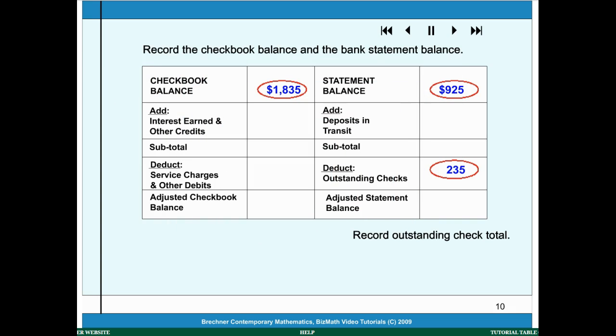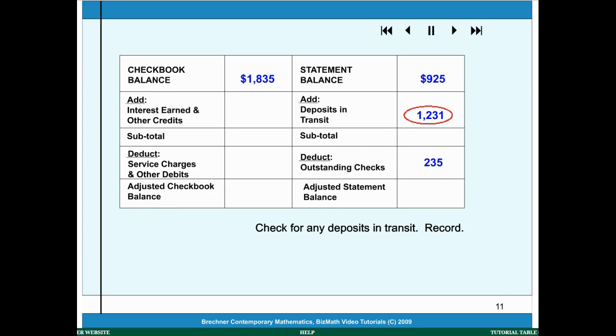Shown is one type of bank reconciliation form. This form has the checkbook balance on one side and the bank statement balance on the other. From the story problem, record the given checkbook balance and the given bank statement balance, then record the total of outstanding checks. Check for any deposits in transit. The story problem notes that there was a $1,231 deposit in transit, recorded on the bank reconciliation form.